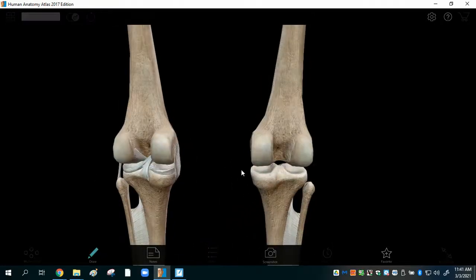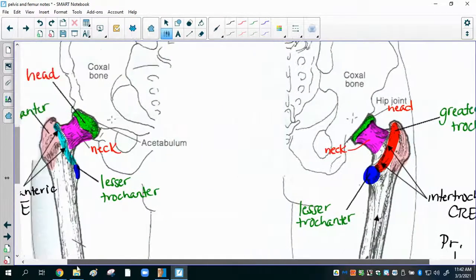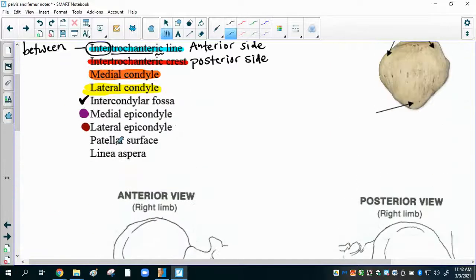And again, this would be the medial condyle, lateral condyle, oops, excuse me, not epicondyle, condyle, lateral epicondyle, medial epicondyle. And there will be ligament attachment and joint capsule, etc. Okay, so we've got that taken care of. What is left on the list for femur? Patellar surface and Linea Aspera.